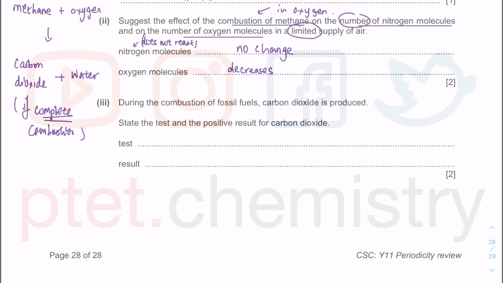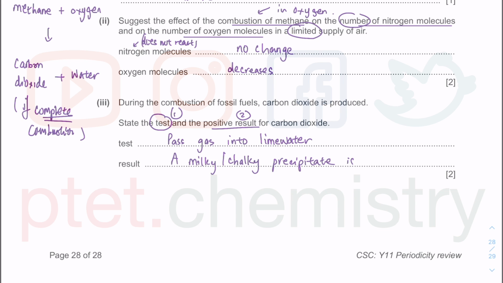During the combustion of fossil fuels, you get carbon dioxide. What is the test and what is the positive result? So the test is pass the gas through lime water. Lime water is a solution. So you pass the gas into lime water and you will get a milky precipitate. If you don't like the word milky, you can use the word chalky. Precipitate, which is white in color, is produced or is formed, whichever one you like. Just stick with one. Do not have to write both things.